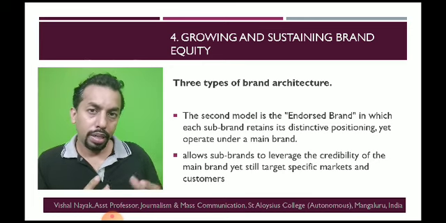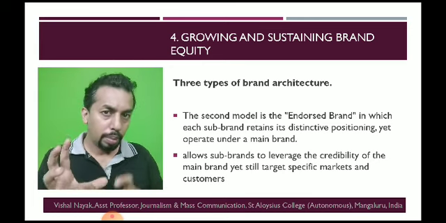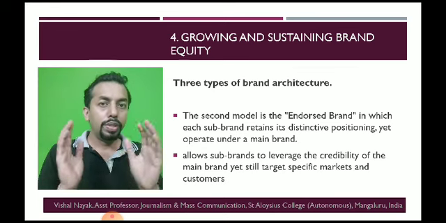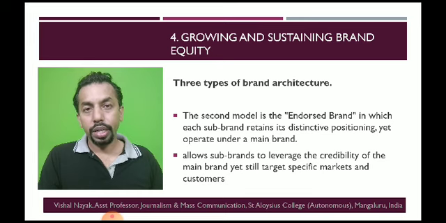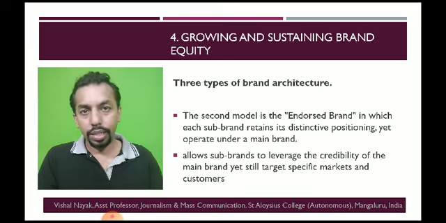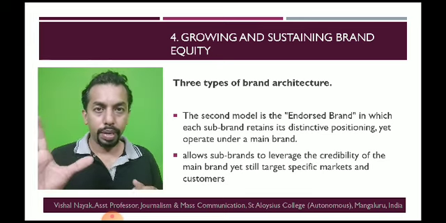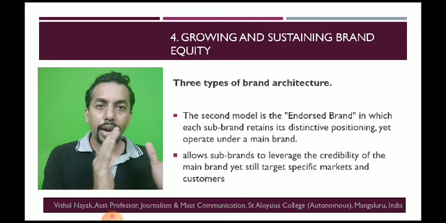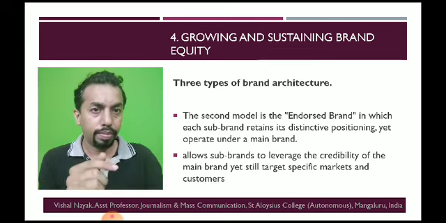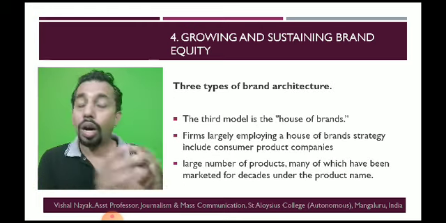There is a sub brand. The sub brand is given more importance, but there is a main brand also, which leaves us with the third category. Can you guess what the third category would be? I'm sure by now you have understood there are three categories. First is the master brand, one brand, all the brands are branded like this. Second is the endorsed brand, and the third is the house of brands. Correct?